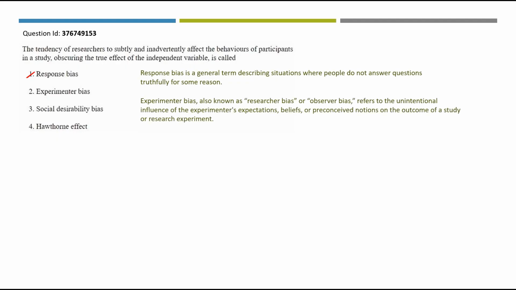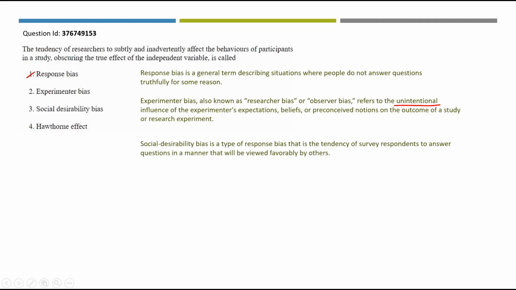What about experimental bias? This is also known as researcher bias or observer bias. This refers to the unintentional influence of the experimenter's expectations, beliefs or preconceived notions on the outcome of a study or research experiment. Which word is actually giving you the clue here? Unintentional. It is inadvertently affecting the behavior of the participants. It's because of the experimenter's expectations or preconceived notions they say, but it is actually unintentionally influencing it. So let's get into the other 2 options and then conclude.